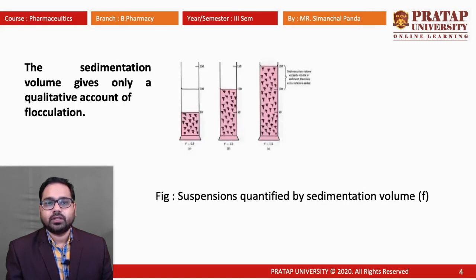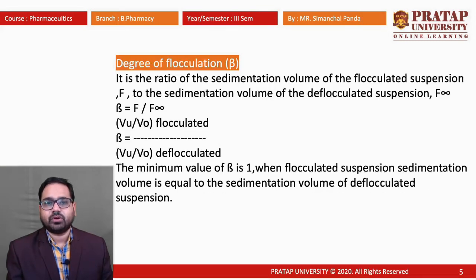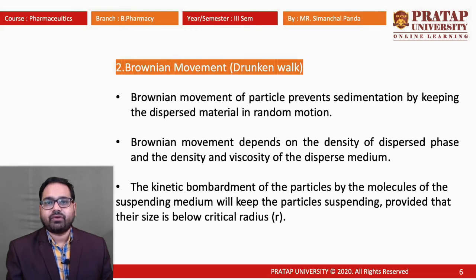As I told in the earlier slide, the particles come close together and form flocks, and the rate of sedimentation can be observed in the flocculated suspension. But in the case of deflocculated suspension, we cannot find the rate of sedimentation as the particle size is very small. So instead of moving down, the particles will move in a Brownian movement. Brownian movement is nothing but movement without a unidirection.